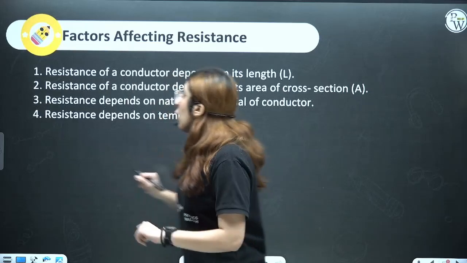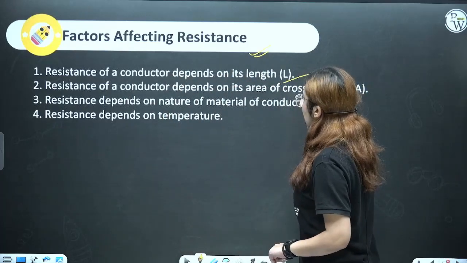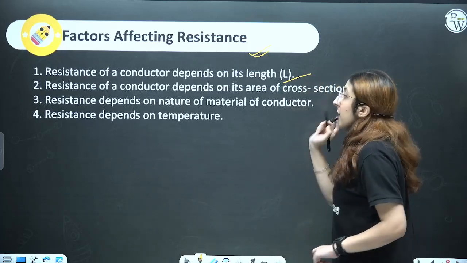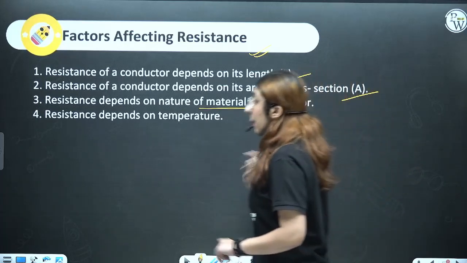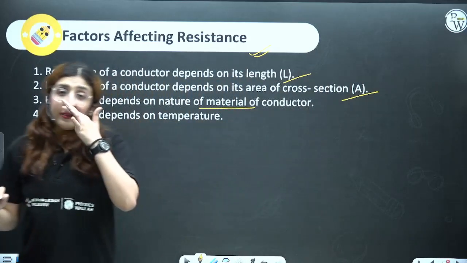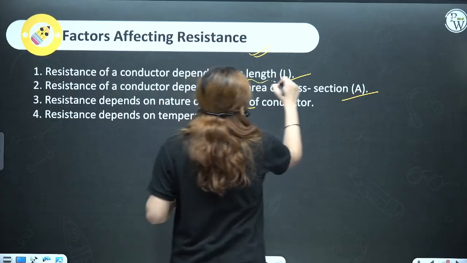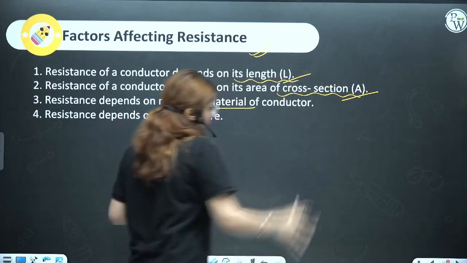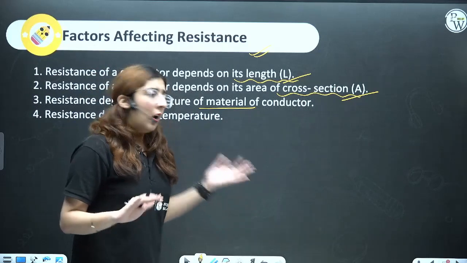Right? So when we talk about the factors, yes, resistance is going to depend upon the length and cross section. Resistance will depend upon the nature of the material, very important, and your temperature. Now let us talk about this one by one. Basically, length and cross section are the major ones that come into the picture. The rest of it, they will tag along.